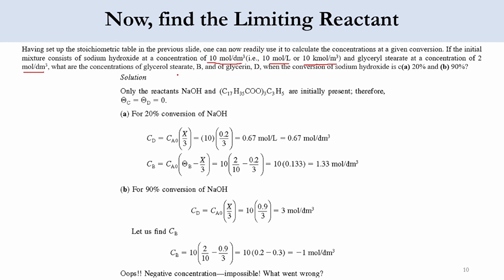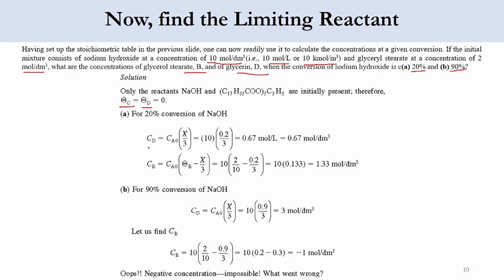What are the concentrations of B and D, the species B which is the reactant and species D which is the product, if the conversion of the limiting reactant is 20% and 90%? We will see whether we have chosen the right limiting reactant or not. Now, if only the reactants are present in the system, it means that theta C, now what is theta C? Nc naught over Na naught. If there is no C present in the system, then what will be the value of Nc naught? It will be 0. So theta C will be 0, accordingly theta D will be 0.